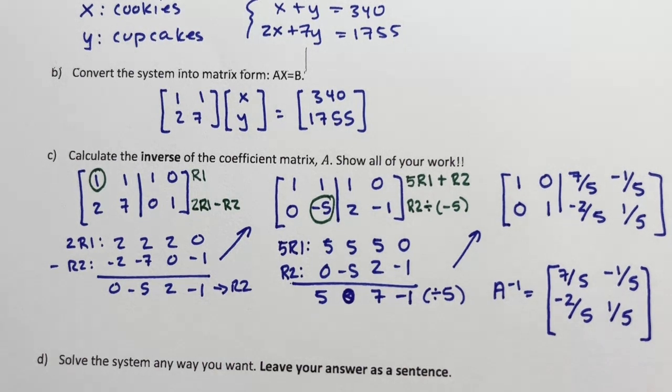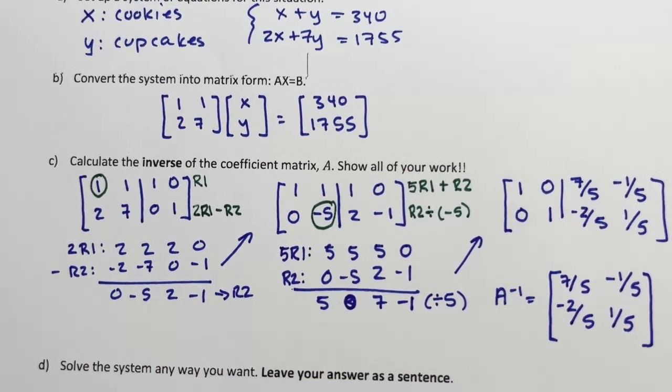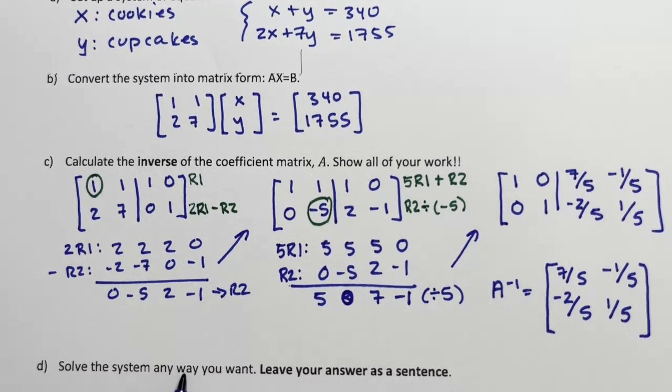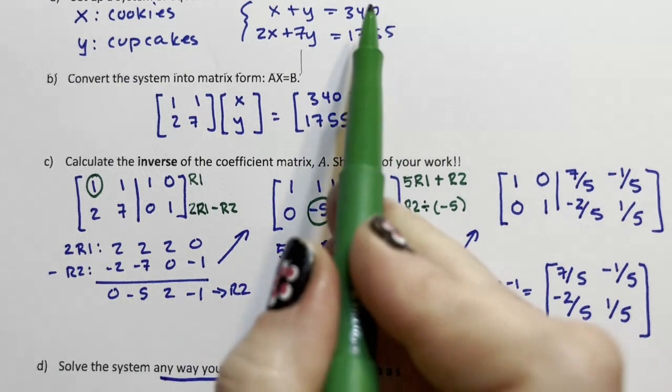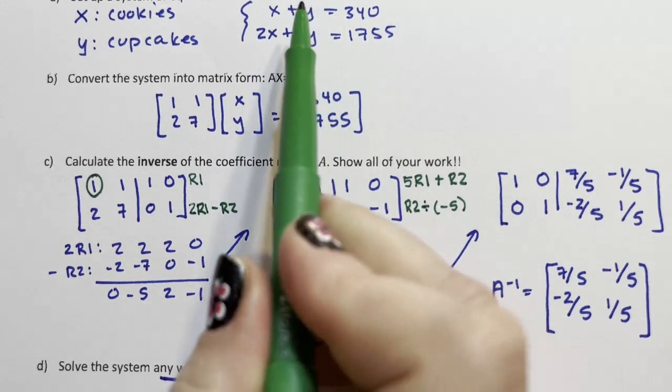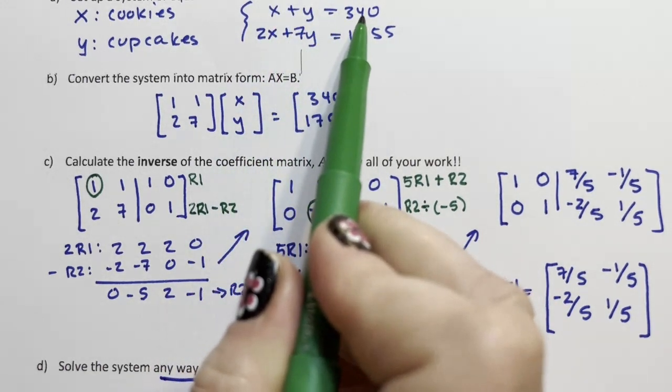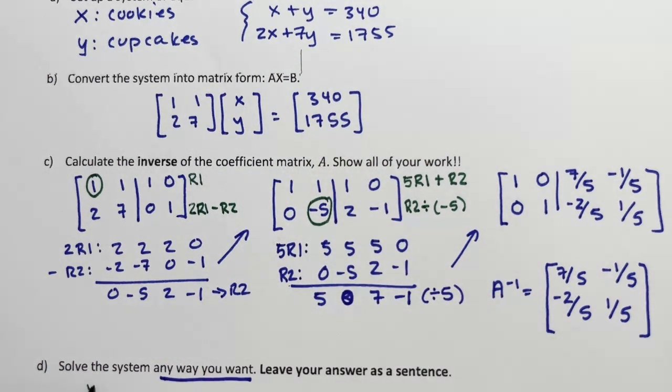Okay, so then the very last question says, solve the system any way you want. Now, we just did all this work finding this inverse matrix. Let's not use it. There's all those fractions. Why? This is such an easy system to use. I'm going to take this top line, x plus y equals 340. And I'm going to see this 2 right here, and I'm going to multiply both of these by -2.